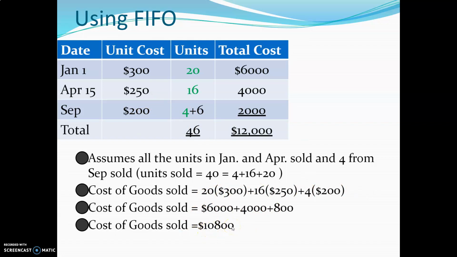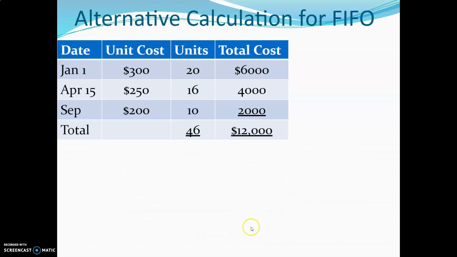Now there is another way to do this. So here's an alternative calculation. We know that there's a total of 46 computers, and 40 were sold. So that means that 6 weren't. And when we talk about FIFO, that means that, well, look here, there's 6 that could be left over from here, and we also know that our total cost of these things is 12,000. What would it be? 12,000 minus 6 times 200.